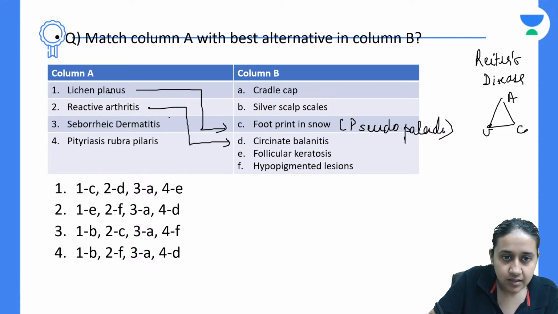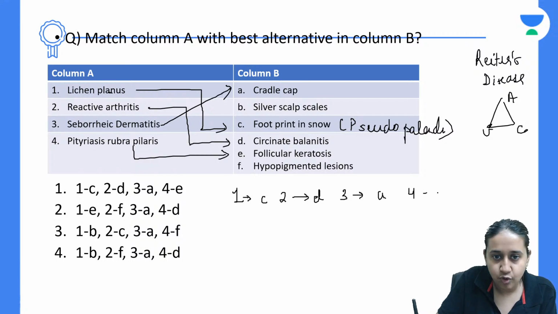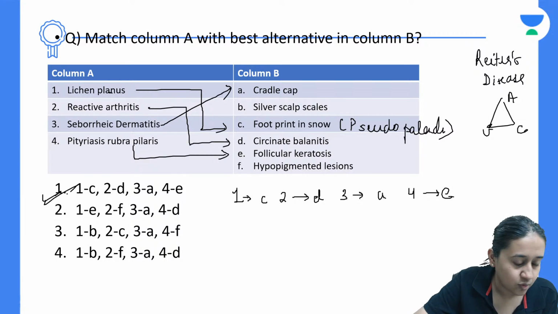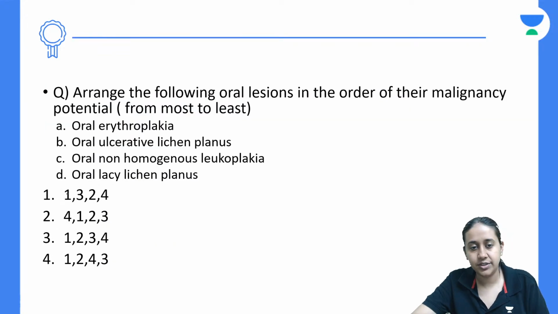Seborrheic dermatitis, cradle cap, and pityriasis rubra pilaris, follicular keratosis. So 1 goes for C, 2 goes for D, 3 for A, and 4 for E. The answer is option number 1. Very nice, Kalyani. Absolutely right. Clear? Next question.